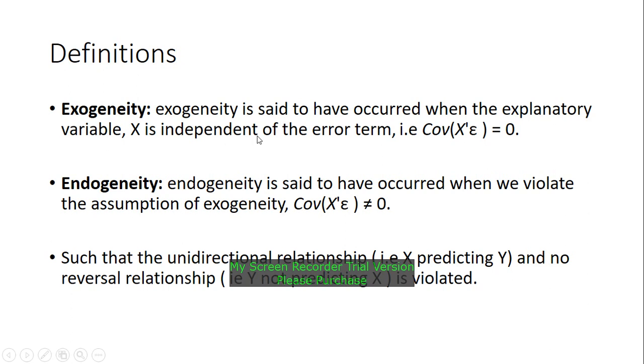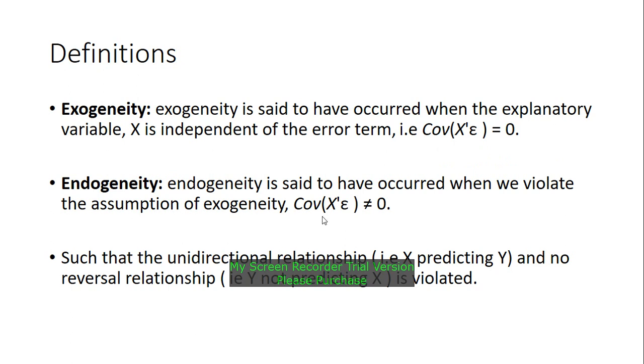Now let's move on, because we've said a lot about exogeneity in the previous slide. Now let's go to endogeneity. So what is endogeneity? Endogeneity is said to have occurred when we violate the assumption of exogeneity. That is, when we violate this assumption, that the covariance of x prime and the error is equal to zero, then it means that we have the problem of endogeneity.